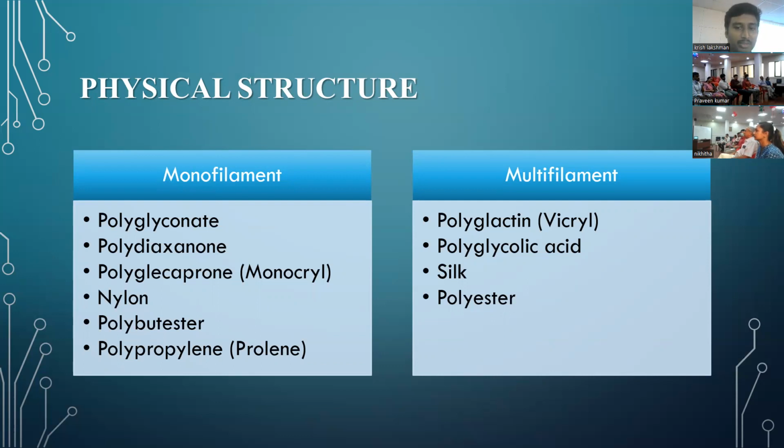Examples of monofilament sutures are polyglyconate, polydioxanone, and poliglecaprone, which is available as Monocryl, nylon, polybutester, and polypropylene. Multifilament sutures are ones in which the suture consists of intertwined multiple threads and it is very easy to handle. But the disadvantage of multifilament is that it can lodge bacterial products. Examples of multifilament are polyglactin, which we commercially see as Vicryl, polyglycolic acid, silk, and polyester.